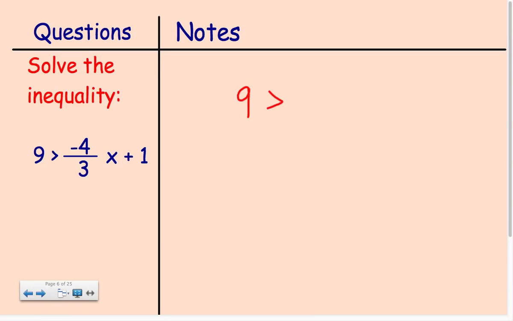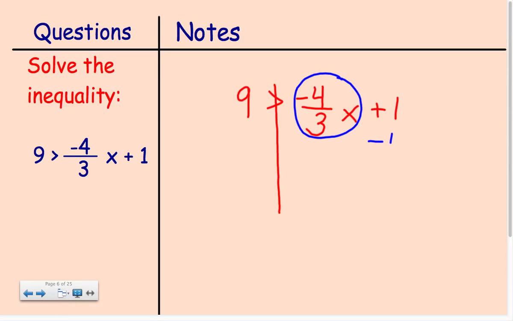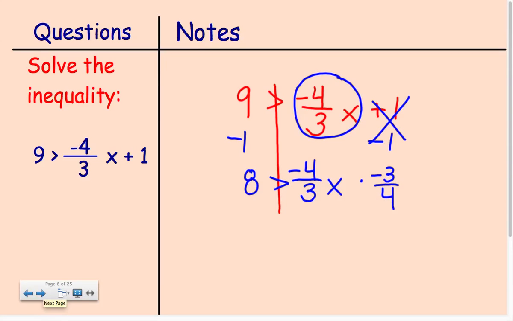9 is greater than negative 4/3 x plus 1. My couple is the negative 4/3 x, so I'm going to subtract 1 on both sides. Bring down the negative 4/3 x. 9 minus 1 is 8. Now to get rid of my fraction, I have to times by the reciprocal. So 4/3 is negative, so I still have to times it by a negative, but it'll be 3/4.